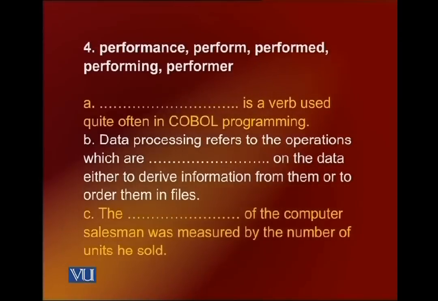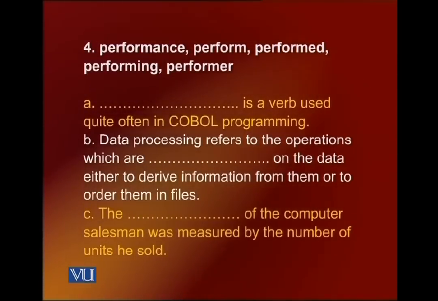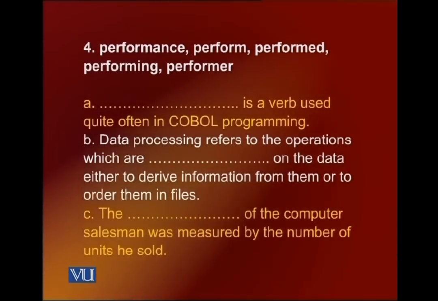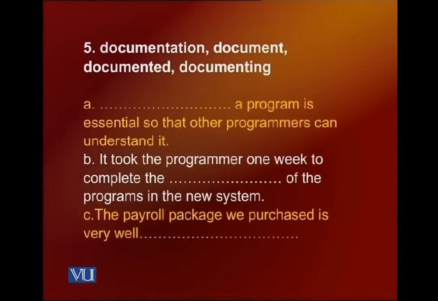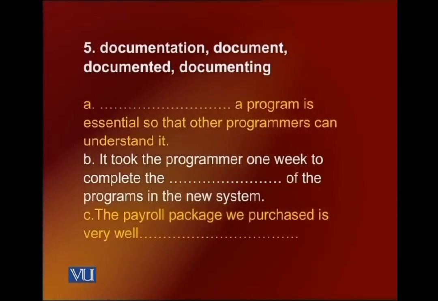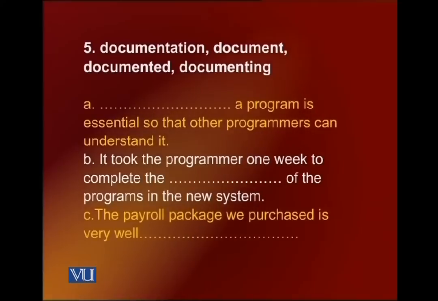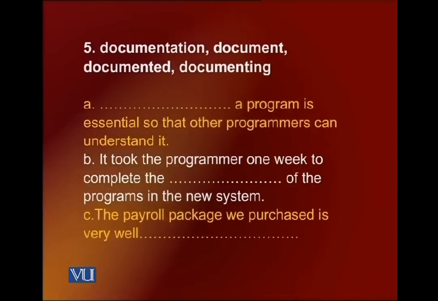Sentence C, the dash of the computer salesman was measured by the number of units he sold. The word to fill in sentence C is the performance of the computer salesman. Now, number five, the fifth group of words: documentation, document, documented, documenting. Sentence A, dash a program is essential so that other programmers can understand it. And the word is, documenting a program is essential so that other programmers can understand it.